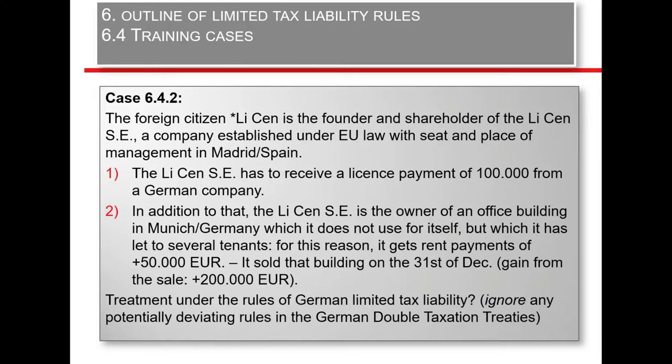Treatment under the rules of German limited tax liability, and explicitly you should ignore any deviating rules from German double taxation treaties, because that's for a later chapter. Does not bother us. So let's start the solution.